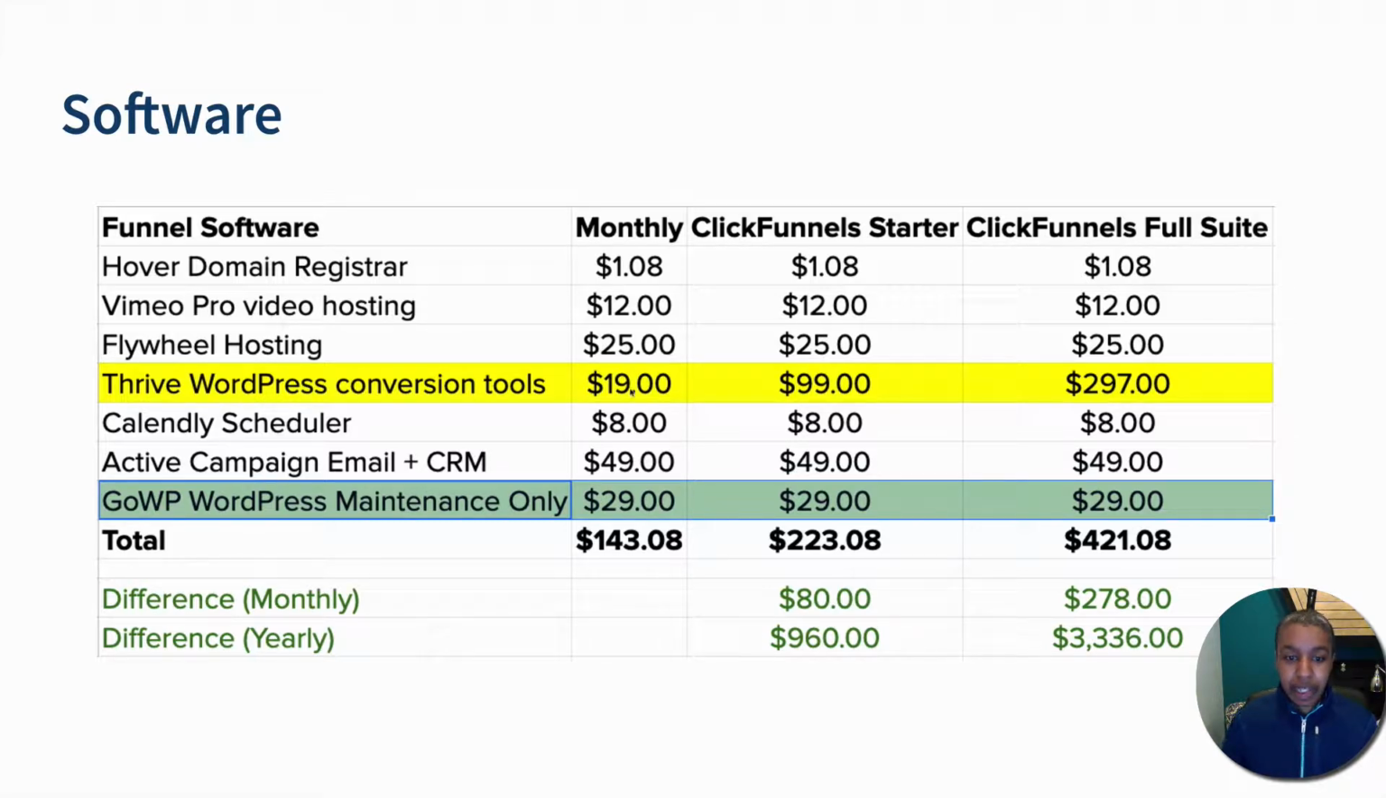But look at the pricing here. $19 a month or $228 a year compared to $99 a month for a base ClickFunnels account or $297 a month for the ClickFunnels full suite. So basically you're going to save $80 a month or $960 a year, or $278 a month for the full suite, or $3,336 per year. So that adds up, especially if you're just getting started and you're trying to keep your costs down.